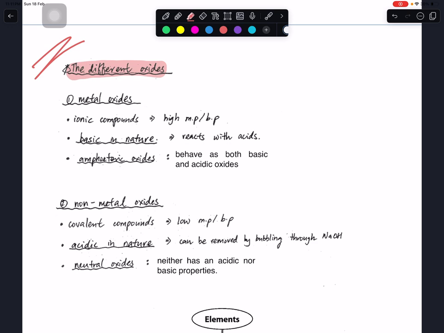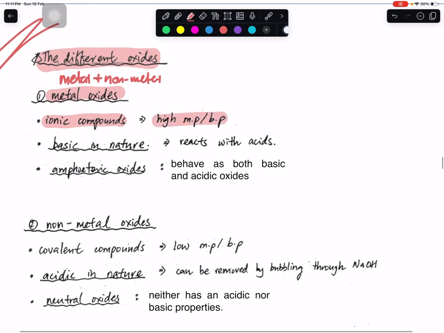The first thing we're going to talk about is your metal oxides, which means that I have an ionic compound. Why? Because it is a metal plus non-metal, because oxide means oxygen. If you have an ionic compound, you will tend to have high melting and boiling points, and they will tend to exist as solids at room temperature and pressure. So that's just a general thing for you.